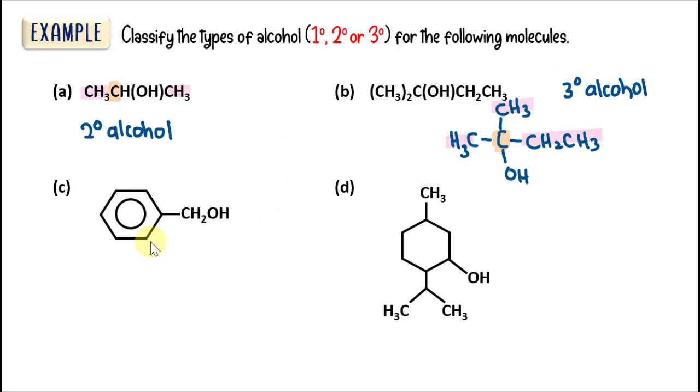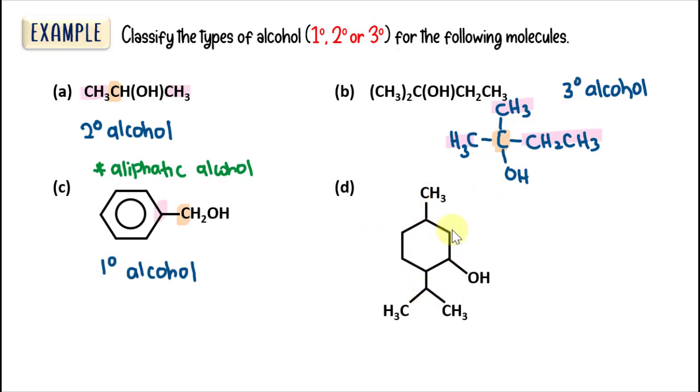And then C. For C, it is not an aromatic alcohol, because the OH group is not directly attached to the benzene ring. Actually, this one is an aliphatic alcohol. Since this carbon attached to the OH group has only one carbon next to it, it means it only has one alkyl group. So for this one, it is a primary alcohol.